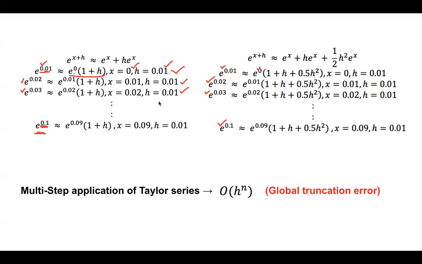The other one was local truncation error. We are only using it once, so it is local to that particular expression. But when you are repeatedly using a formula, then it becomes global truncation error. For Taylor series expansion, the global truncation error order is n, not n plus 1. n plus 1 is for local truncation. If you are using it repeatedly, then the order of accuracy is n, not n plus 1.